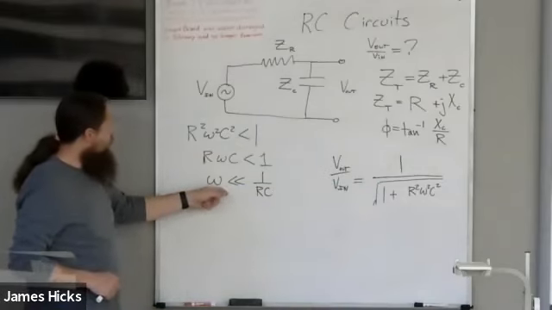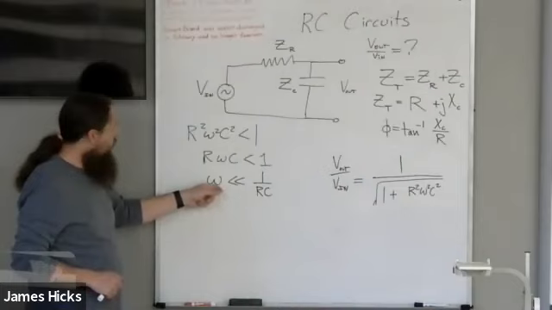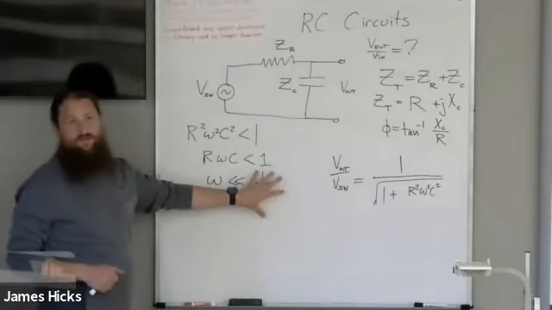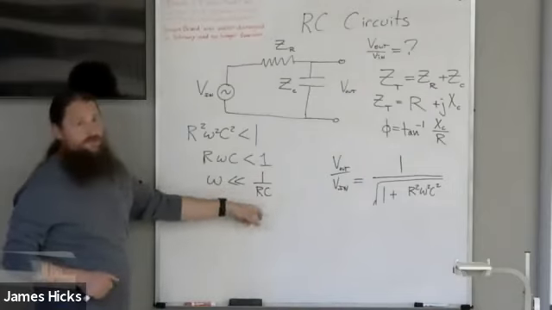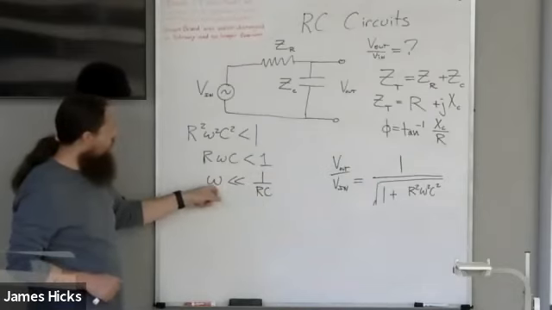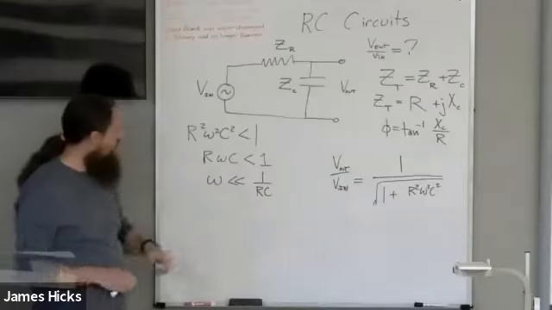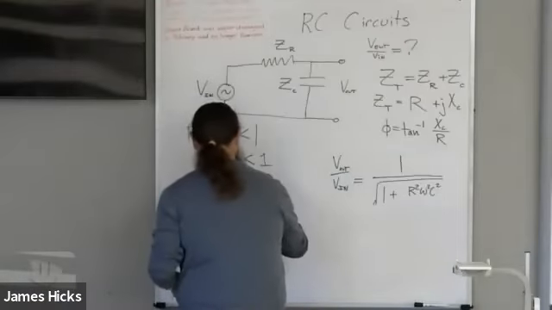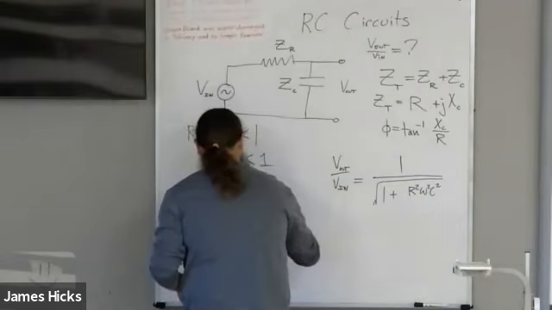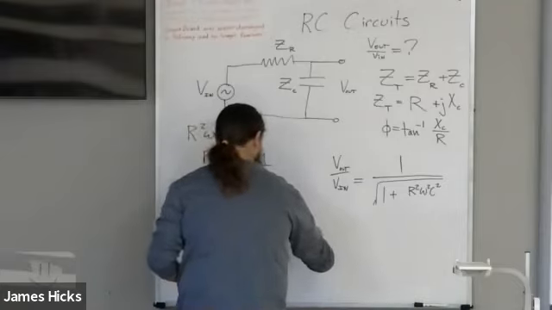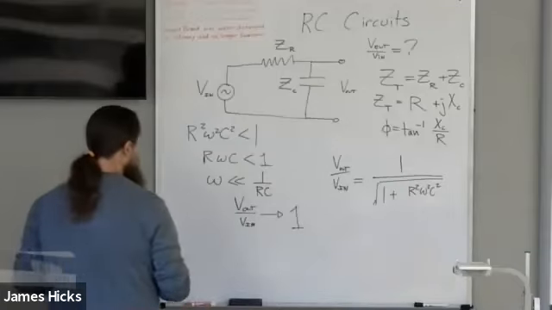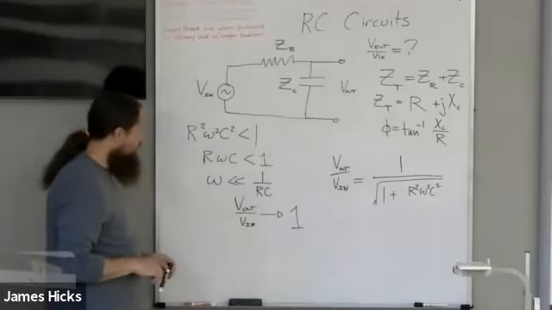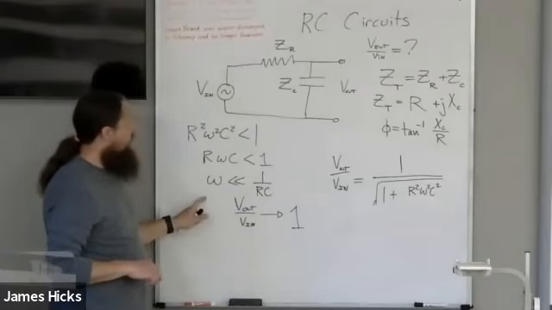So we're comparing our frequency omega to this frequency of the circuit. When we're much less than this circuit frequency, the V out over V in goes to 1.